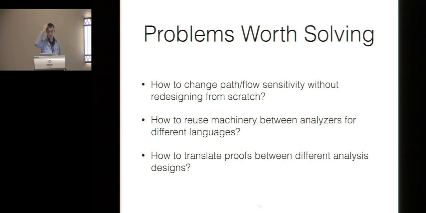So to me, these are problems worth solving because these changes in your design happen. How do you change the path and flow sensitivity of your analysis without redesigning from scratch? You may want to do this to prototype the precision and performance trade-off. How do you reuse machinery between analyzers of even different languages? And how do you translate proofs between each design?